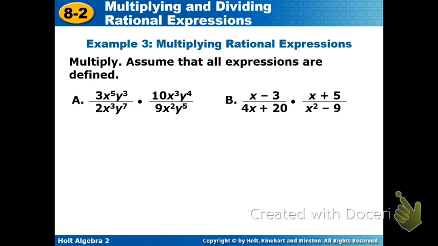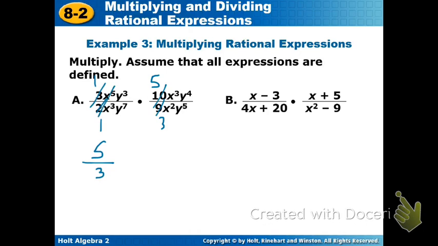Okay, so the 3 and the 9, 3 would become 1, 9 would become 3, and 2 would become 1, and 10 would become 5. So for our coefficients, in our numerator we have 1 times 5, which is 5, and the denominator we have 1 times 3, which is 3. Okay? Now we're going to go back and we're going to do the x's and the y's. So we're going to do the x's here. You have x to the 5th divided by x to the 3rd. That would be what?